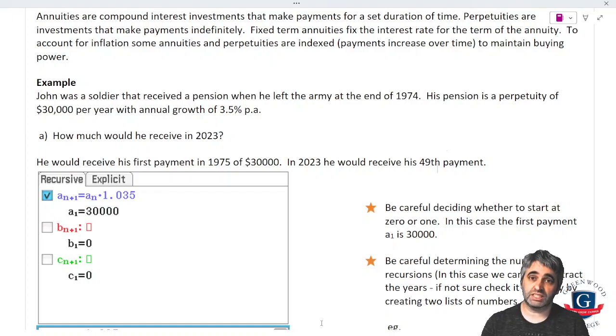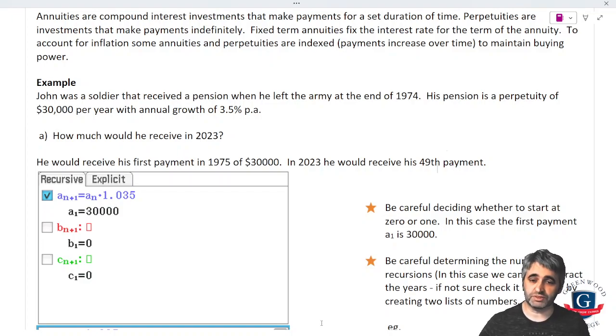Fixed term annuities fix the interest rate over the period of the annuity, and sometimes to account for inflation, they're indexed to take into account the reduced buying power of money over time.